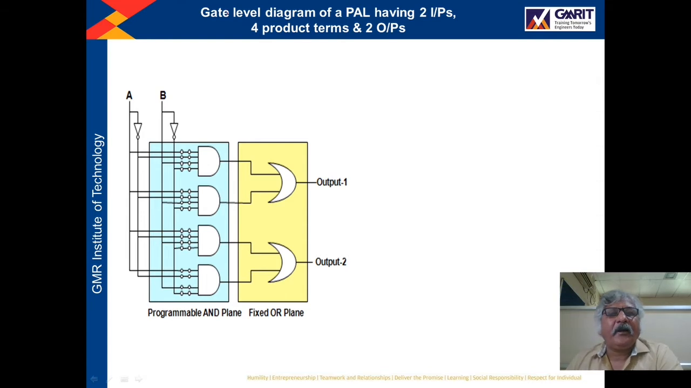Here I have shown you the gate level diagram of a PAL having two inputs. These are the two inputs. Four product terms means four AND gates will be there, and two outputs means there will be two OR gates. Now here you can see the AND plane is programmable. You can see the presence of the switches here.